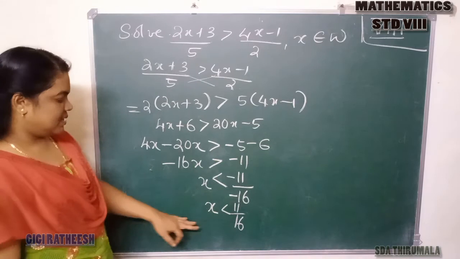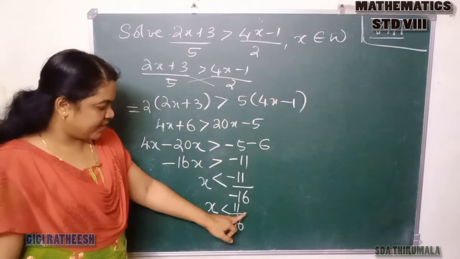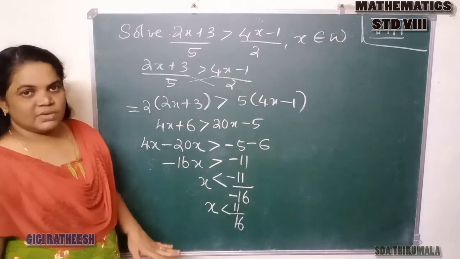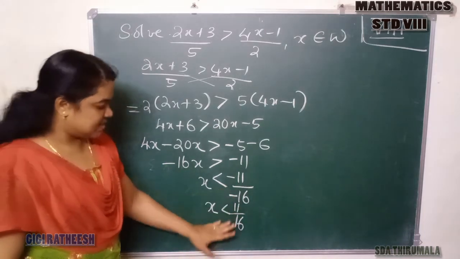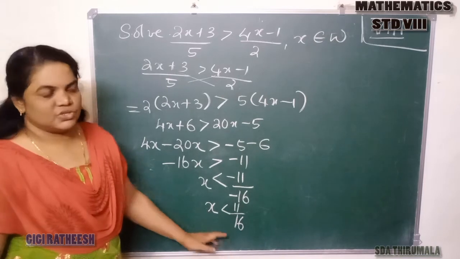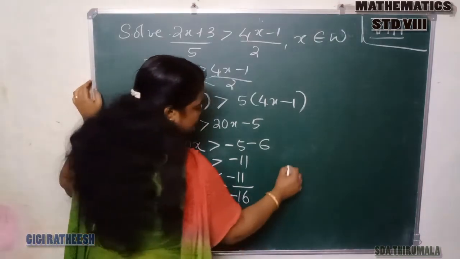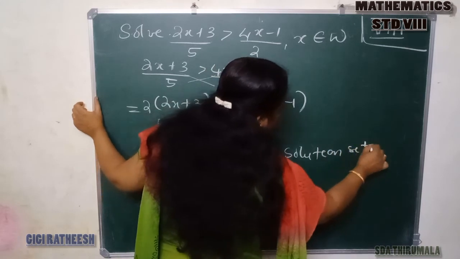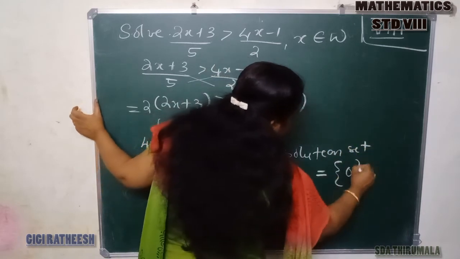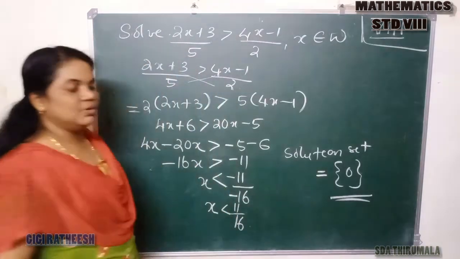And the solution set belongs to W, that is whole numbers. We know that if we divide 11 by 16, we get a decimal, so that it is not a whole number. So any whole number is not inside this 11 by 16. So the solution set is equal to set 0.